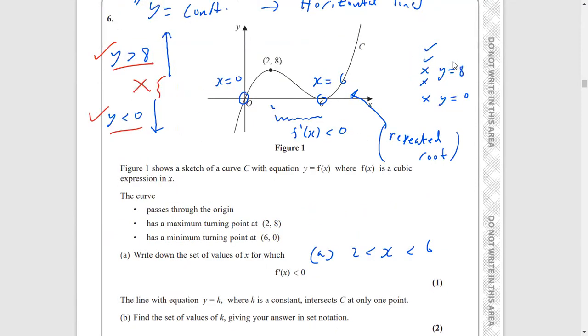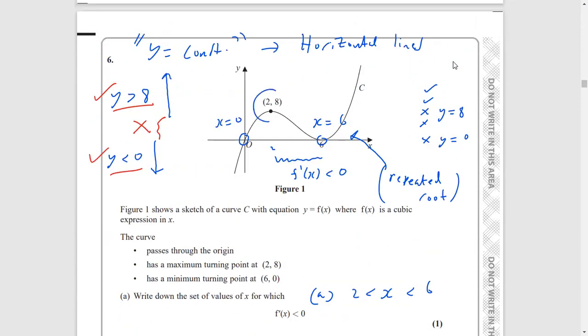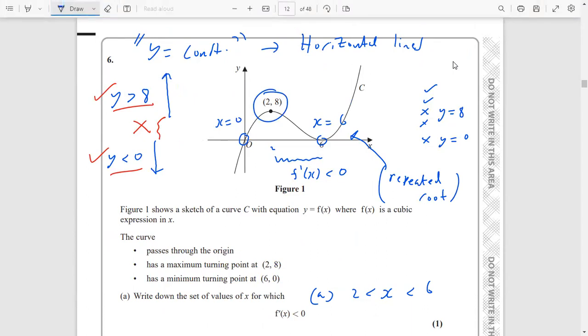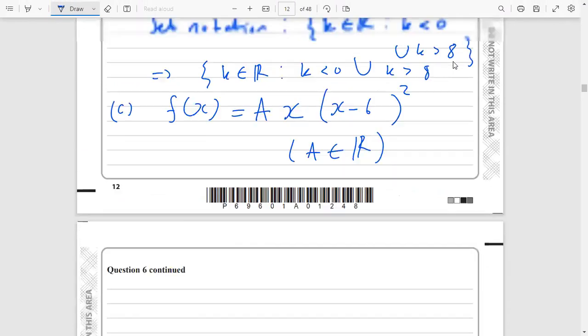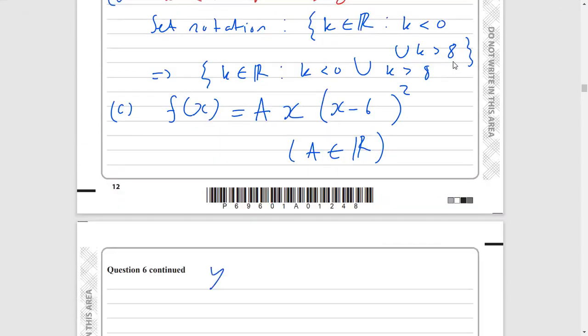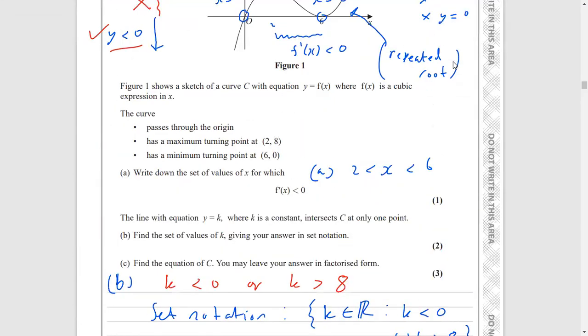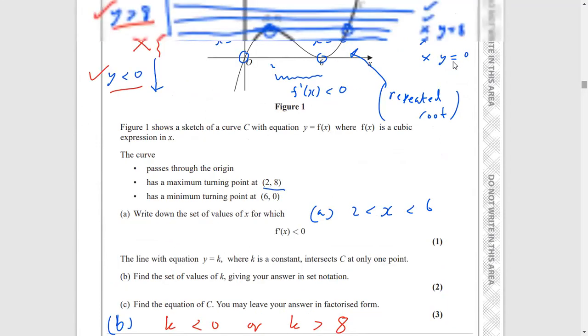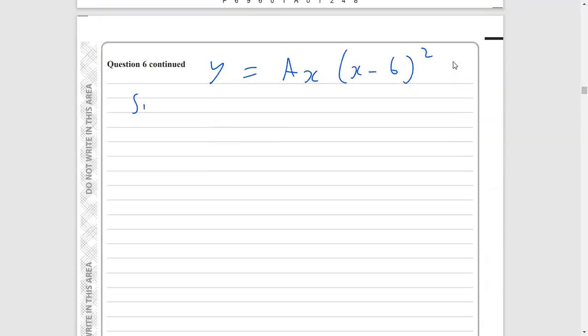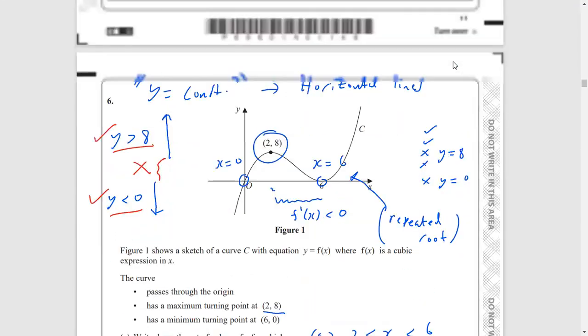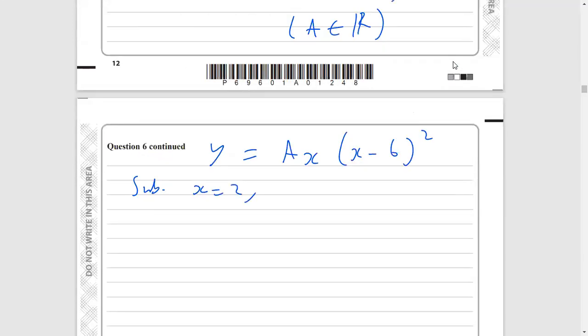To check that, we've got to use the data that we're given up here, the coordinate (2, 8). We're going to use that piece of data to work out the a value. So far we've got y equals a times (x minus 6) all squared. Now we sub in x equals 2, y equals 8, and that's going to help us find the a value.